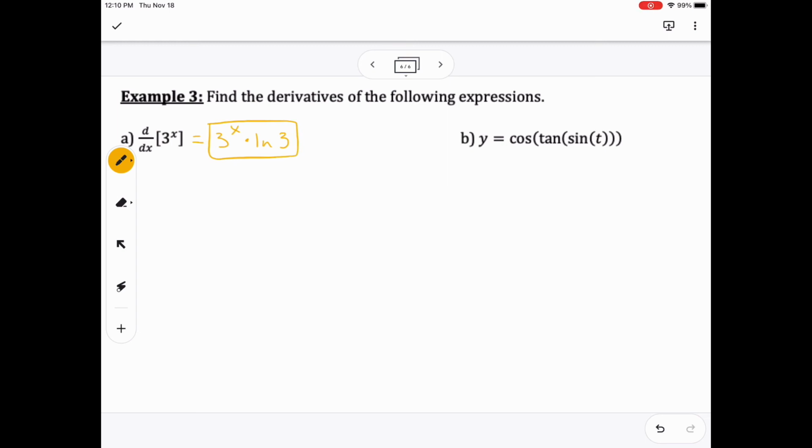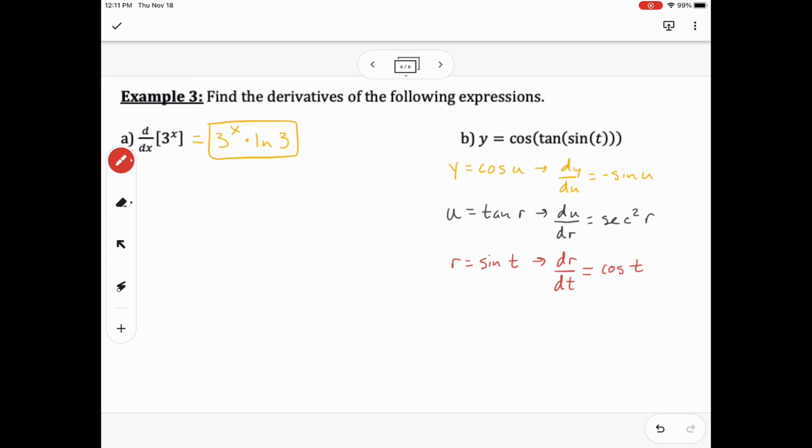Now letter B, here is a great place where Leibniz notation would help out extremely well. So I'm going to say y is equal to cosine of u, take the derivative of that. Then u is the next function inside, so tangent, and I can use whatever letter I want, so I'm going to use r, and so that gets me secant squared of r. And then r is the last one, which is sine of t, and then I take the derivative of that.